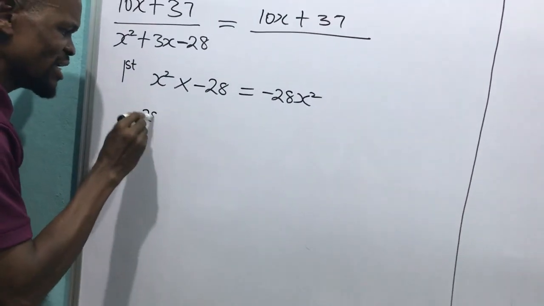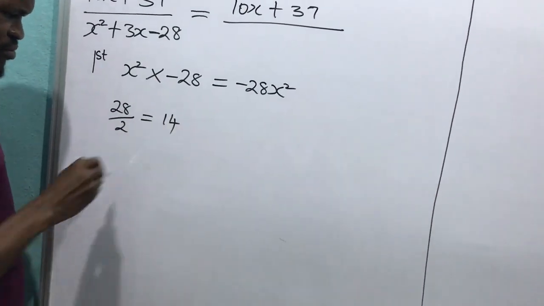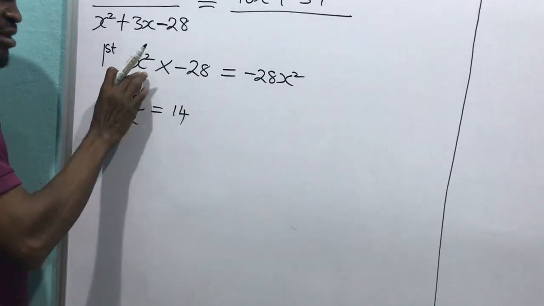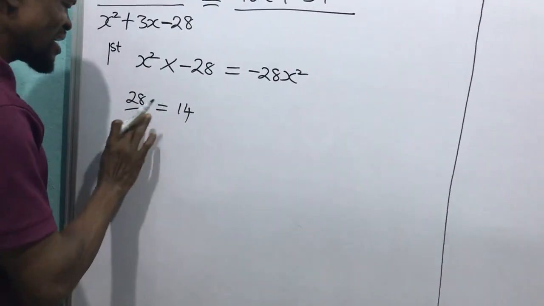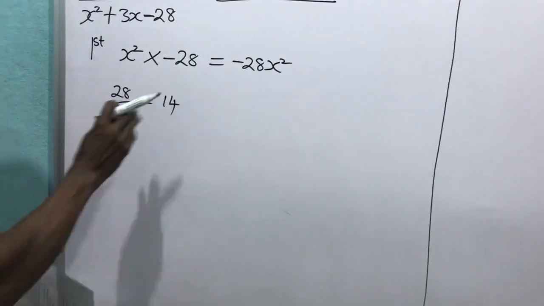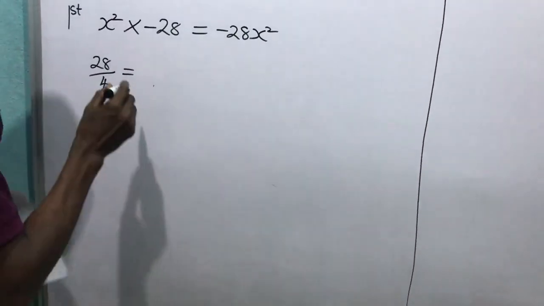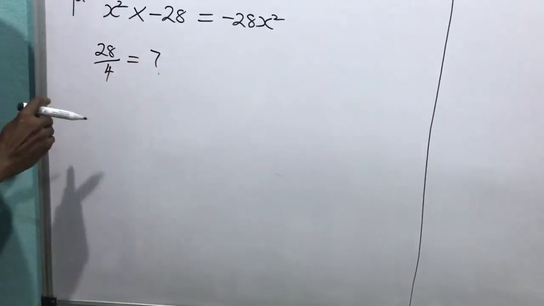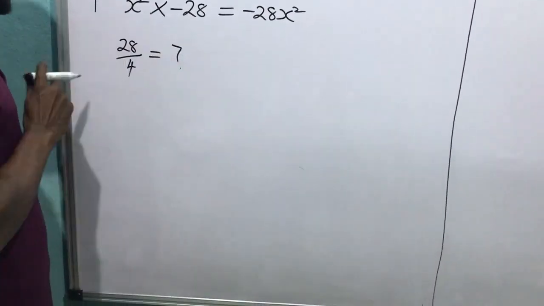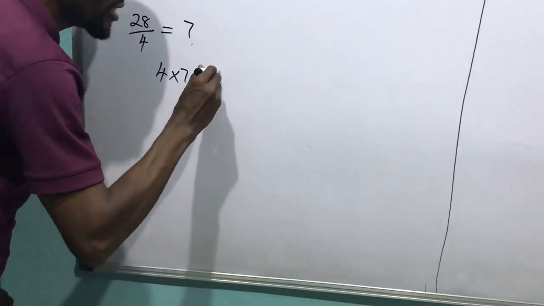I can say 28 divided by 2 gives me 14. This times this will give me 28. Add it together, will it give me 3? No. I can now say 28 divided by 4. When I divide 28 by 4, it will give me 7. 2 times this will give me 14. That means that 4 times 7 will give me 28.